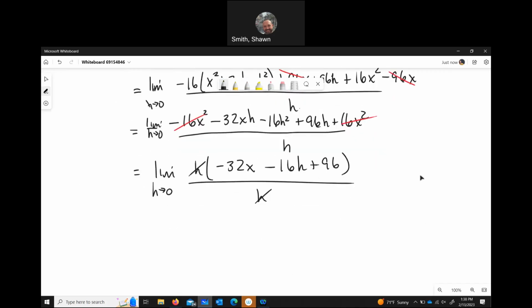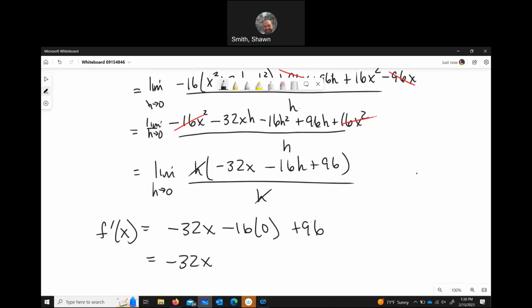Now you take the limit. When h goes to 0, your derivative is going to be equal to negative 32x minus 16 times 0 plus 96, which is just negative 32x plus 96. That's your derivative. This will calculate the slope of the tangent line at any given x.